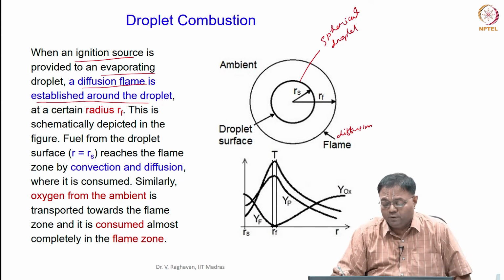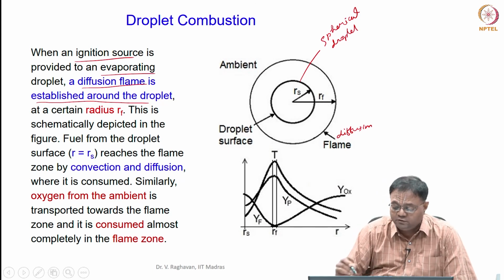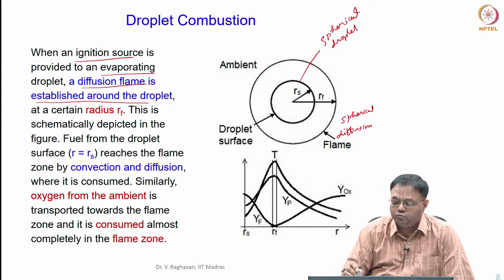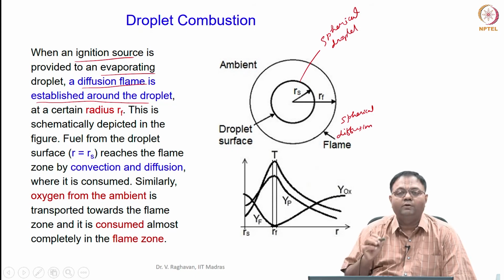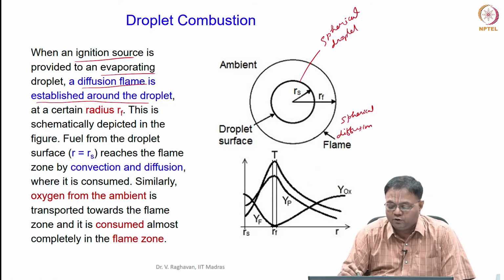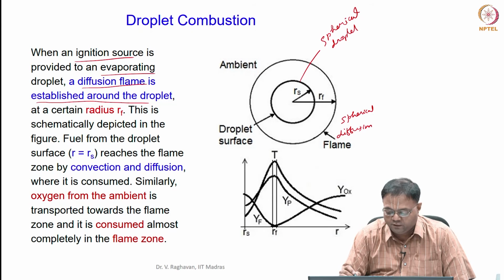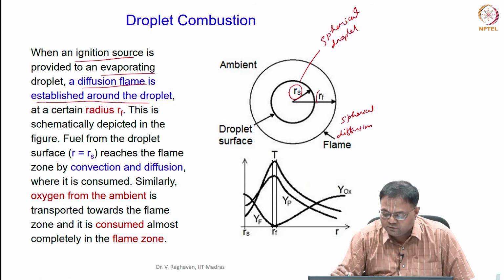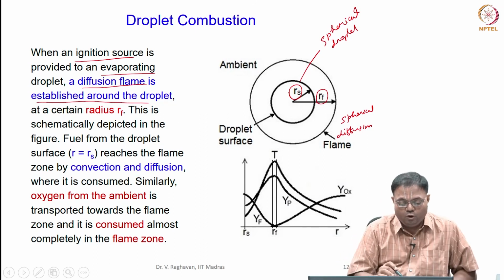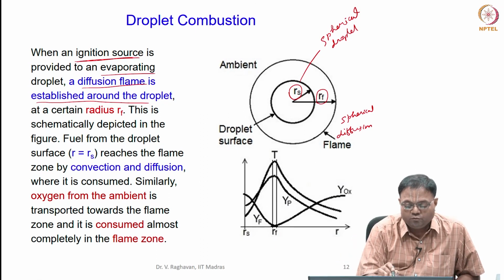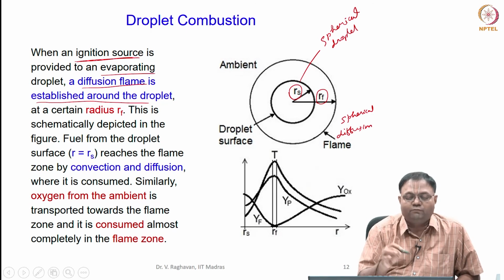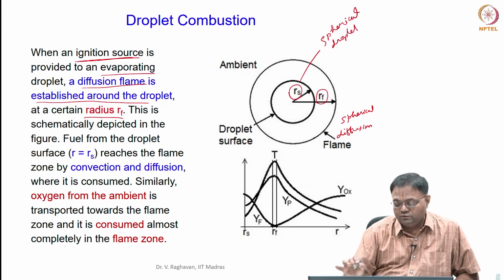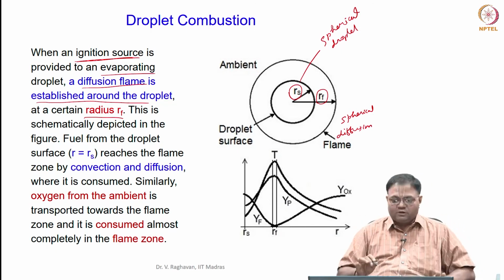Now you can see that this is also spherical. So the droplet is spherical, and the flame surrounding the droplet is also spherical. The radius of the droplet at any time instant is say Rs, and the flame surrounds the droplet with radius say Rf. So the ignition source on an evaporating droplet will create a flame over the droplet, and the flame sustains at the radius Rf. This is the scenario at a given time instant.